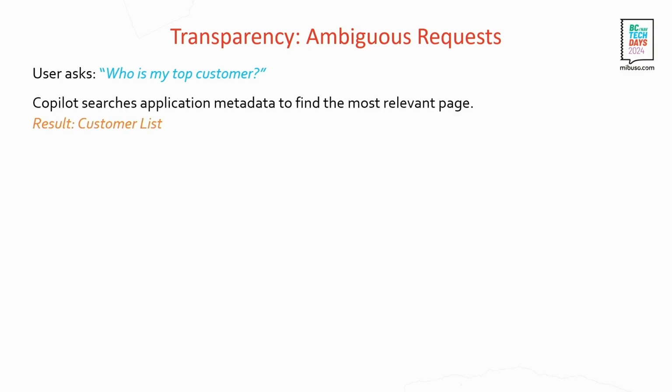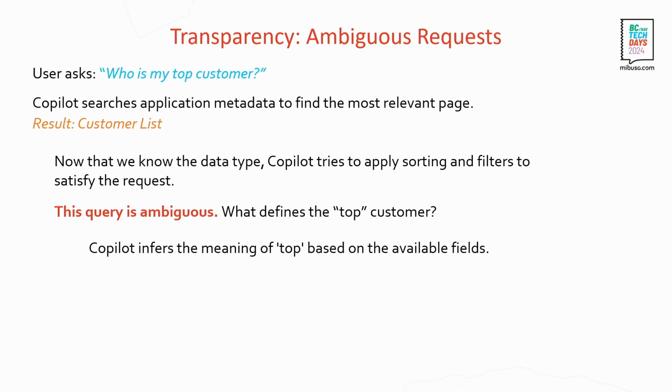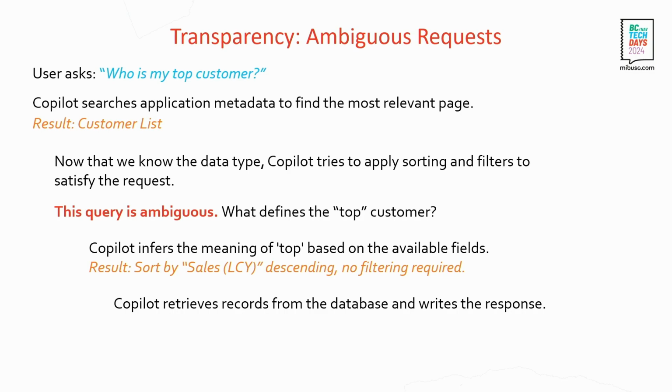So here's another type of question that you could ask for data. You might ask, who is my top customer? And so Copilot is going to follow the same path as before, right? It understands that it needs to open the customer list, and it also tries to apply sorting and filters to satisfy the request. But unfortunately, this query is a little bit ambiguous, right? What does the top customer actually mean? So Copilot is just going to infer the meaning of top from the available fields. So it sees a field called sales, like local currency, and it thinks it doesn't need to apply a filter. I can just sort by sales and take the top one, right? And so then it's going to retrieve records from the database and write the response. Your top customer is a datum, and they have a sales balance of $53,000, right?